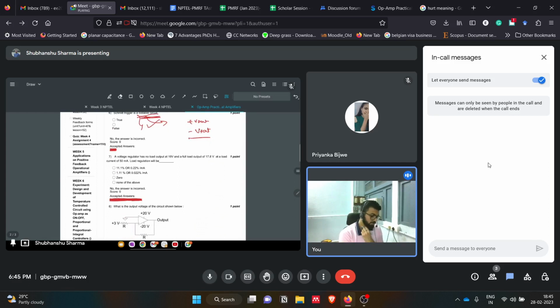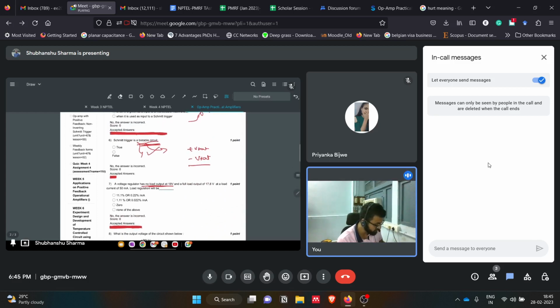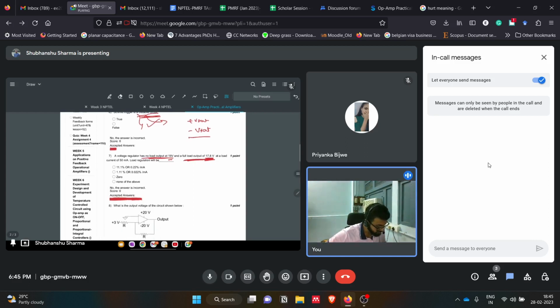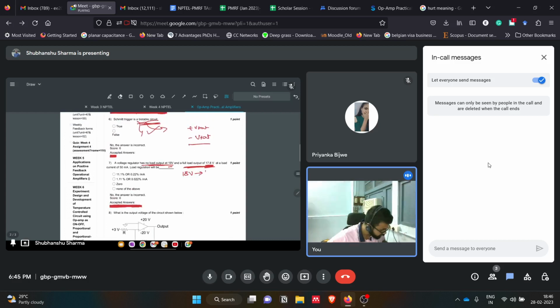Then there was a question: the voltage regulator has no load output at 18 volts. No load basically means nothing has been driven from that output, so no current is going through. And a full load output: when we attach a load on that output of the voltage regulator, there was a fluctuation of the output, that is 17.8 volts. That means whatever load we attached showed a loading effect on the regulator, because of which we get 17.8 volts as the output instead of 18 volts. So there is a voltage regulation here: from 18 volts, we are getting 17.8 volts.